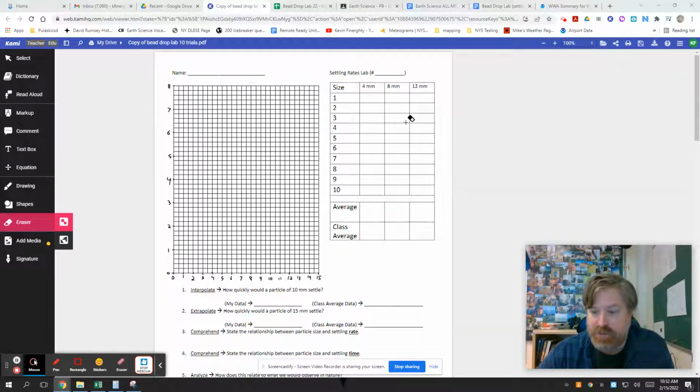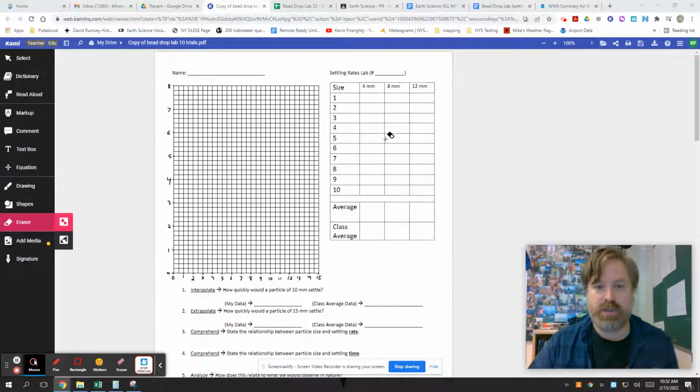You should have already done the bead drop lab if you're here. If you haven't, we've got to meet up and take care of dropping all those little beads in the tubes to think about settling rates, to think about how quickly deposition happens with different sized particles in still water. And we'll have to come up with some ideas about what might happen if the water's moving, but you're clever folks. You'll figure it out.